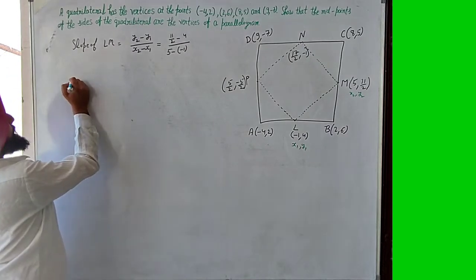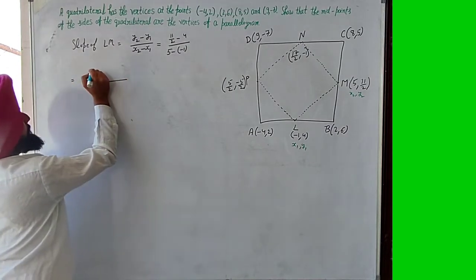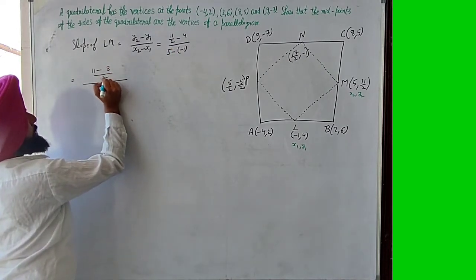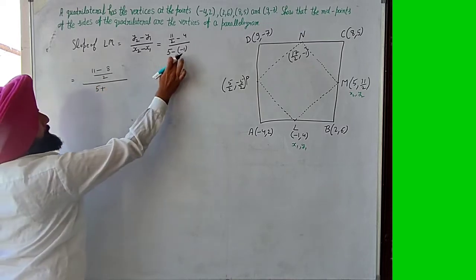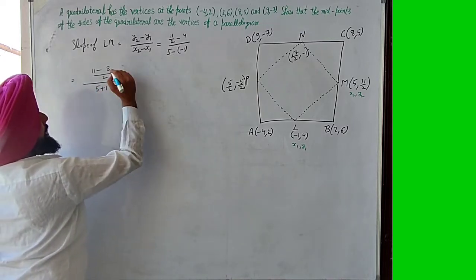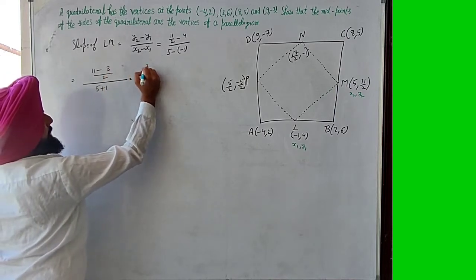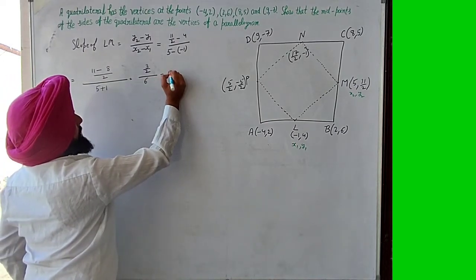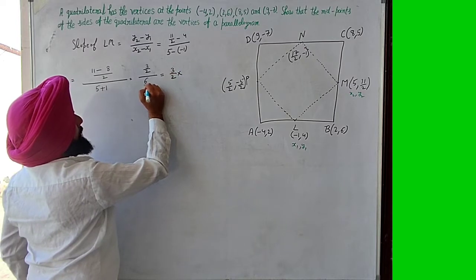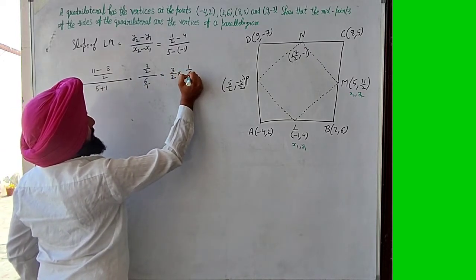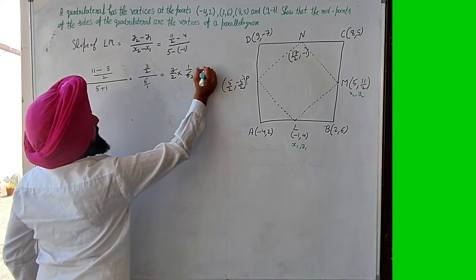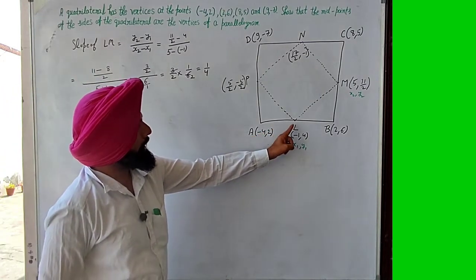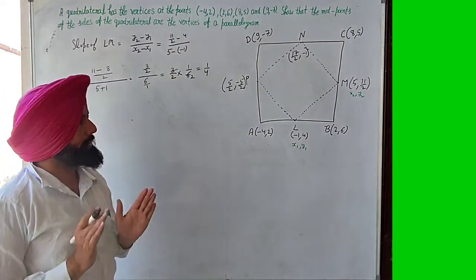So it becomes 11 over 2 minus 8 over 2, over 5 minus 1. 11 minus 8 is 3 over 2, whole over 4. Now it becomes 3 over 2 times 1 over 4, which is 3 over 8. Slope of LM we have found.